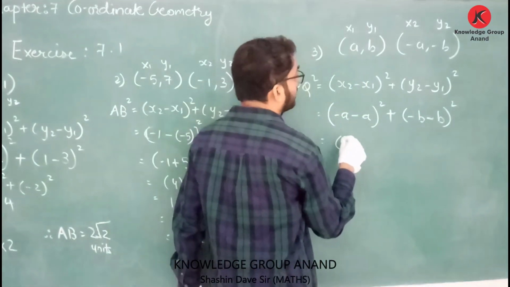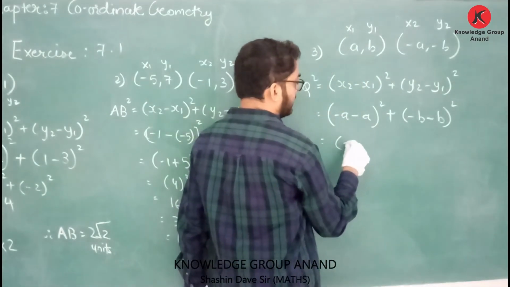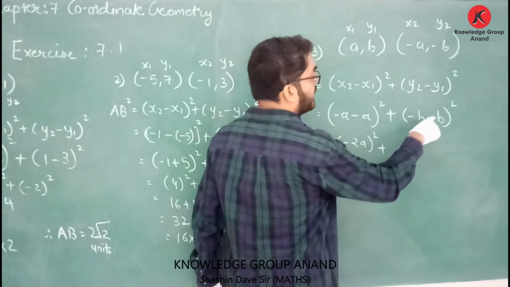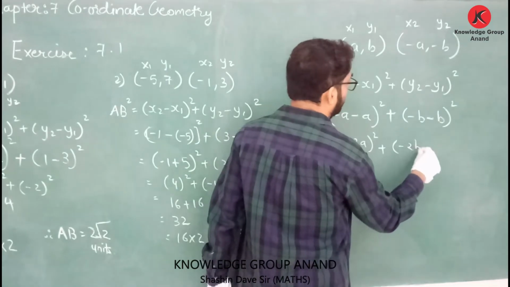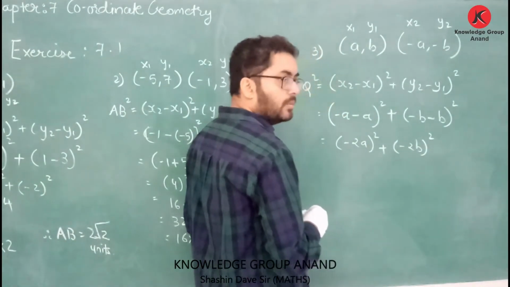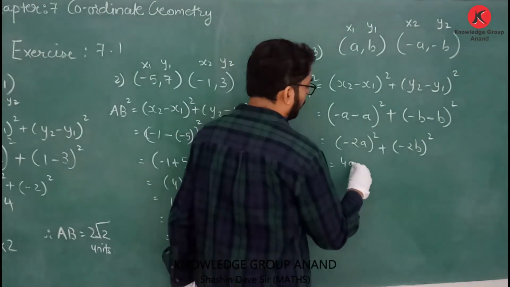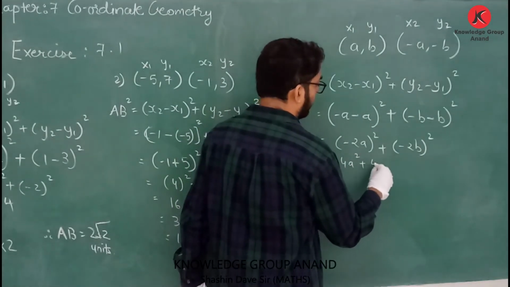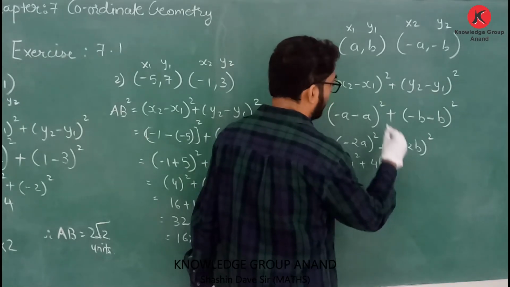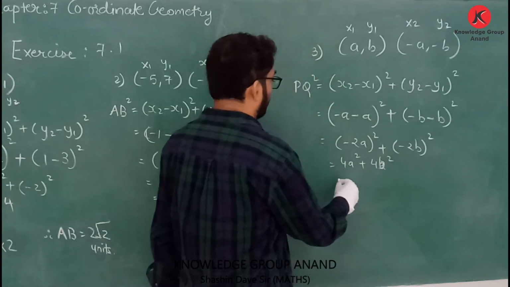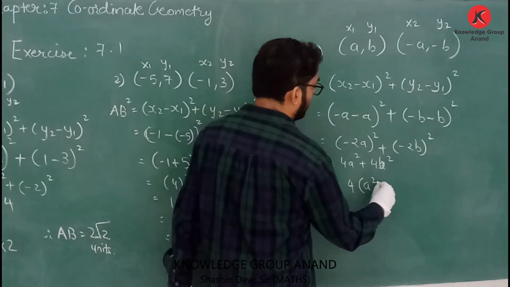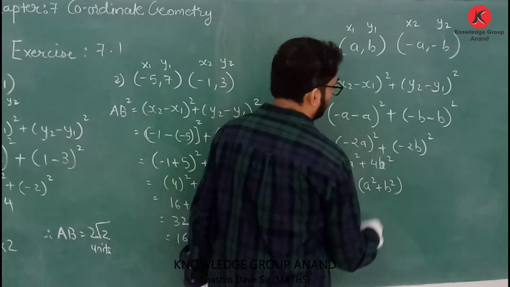So this is in short minus a, that is minus 2a whole square, plus minus b, that is minus 2b whole square. Now when you take the square, minus 2a whole square will become 4a square plus 4b square. Now from these two terms 4 is common, so in bracket I have a square plus b square.